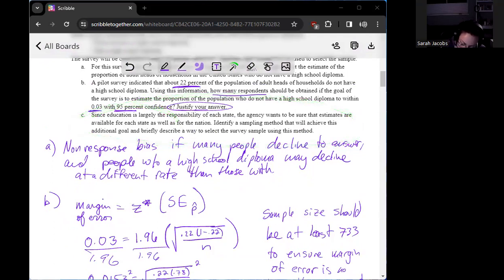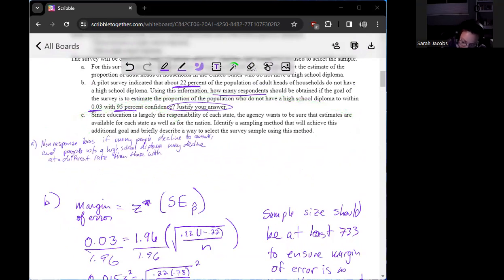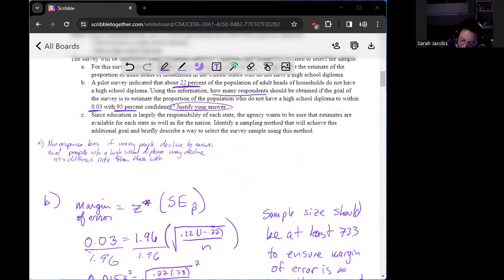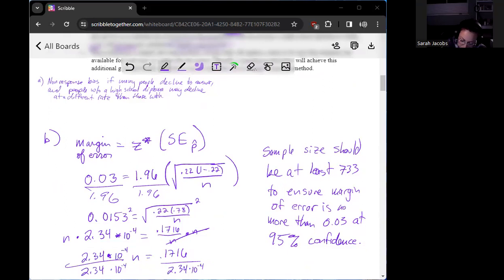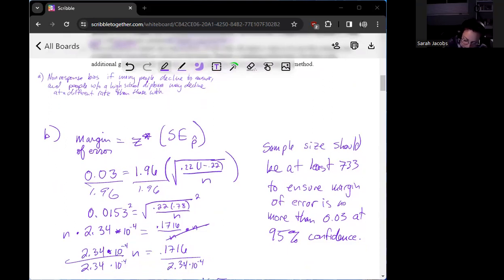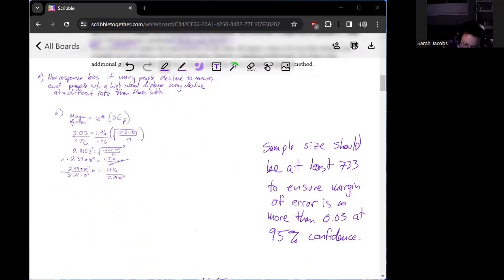All right. Last but not least, since education is largely the responsibility of each state, the agency wants to be sure that estimates are available for each state as well as for the nation. Identify a sampling method that will achieve this additional goal and briefly describe a way to select the survey sample using this method.